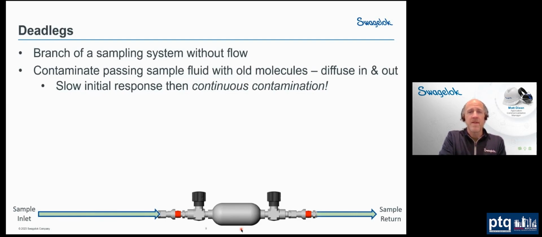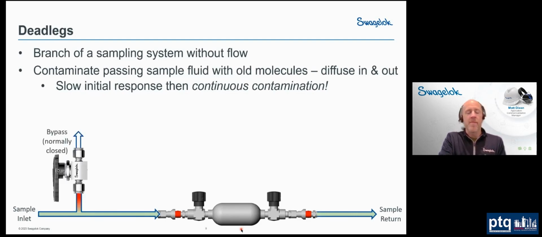So let's take a look at an example. Let's say we've got a sample cylinder here, and upstream of the sample cylinder, we've got a bypass valve, as you often have upstream of a cylinder, and then you also have a pressure gauge. So notice that we do have two dead legs now. In those red areas, as I mentioned, as the flow is going past, you have molecules that are diffusing in and out. And how old are these molecules? We really don't know, but what we do know is that they're being carried downstream into our sample cylinder, contaminating our sample.